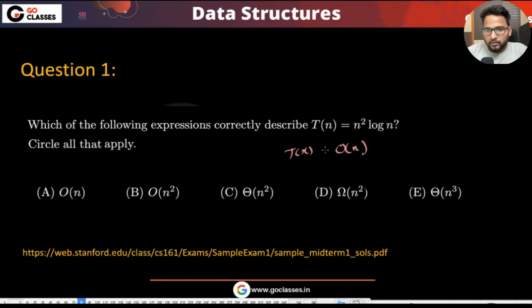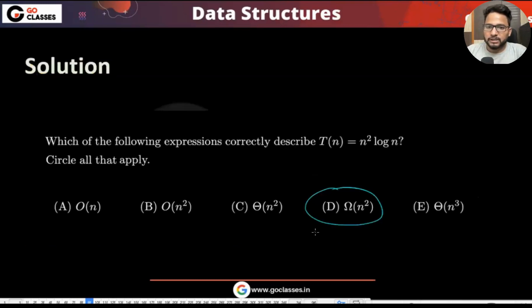Cool. So is this true that Tn is less than order of n? I mean, Tn is less than n. Is this true? I don't think so, right? So that's why this is not true. This is also not true. This is also not true. Tn is definitely greater. In fact, it is strictly greater, right? So that's why D is true and this is not true. So I think only D is true. I hope that is easy for all of you. So I think D is the correct answer, right?